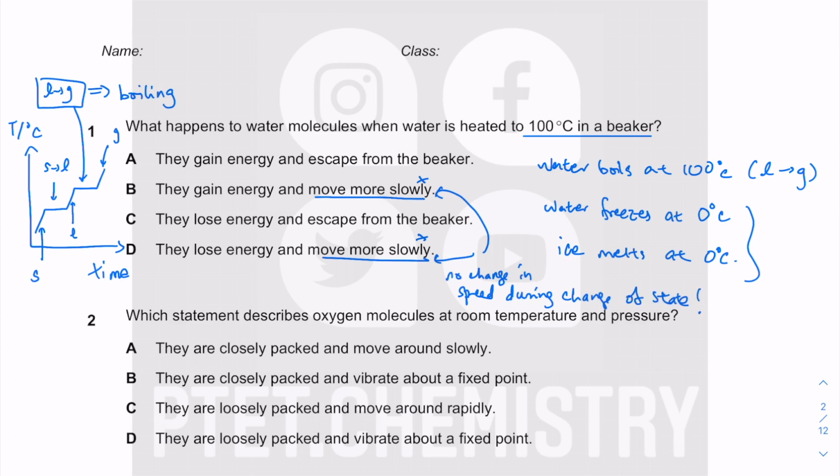doesn't change. If temperature doesn't change, then there's no change in your kinetic energy, no change in your speed at all. We're talking about heating, so when you provide heat, the particles will gain energy and not lose energy at all. Eventually they escape from the beaker because, when they evaporate, when they boil off as a gas, they will definitely no longer be a liquid. They will escape from the beaker.